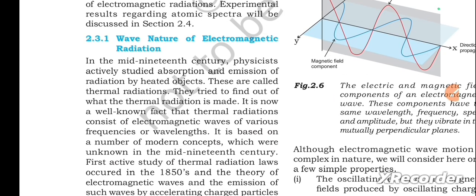In the mid-19th century, physicists actively studied absorption and emission of radiation by heated objects. These are called thermal radiations. They tried to find out what thermal radiation is made of. It is now a well-known fact that thermal radiations consist of electromagnetic waves of various frequencies or wavelengths. It is based on a number of modern concepts which were unknown in the mid-19th century.